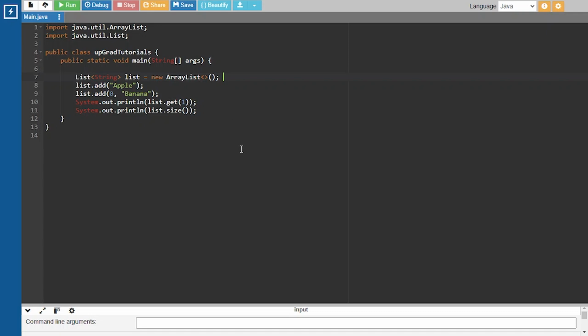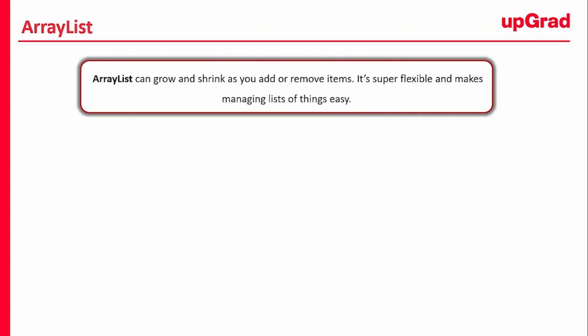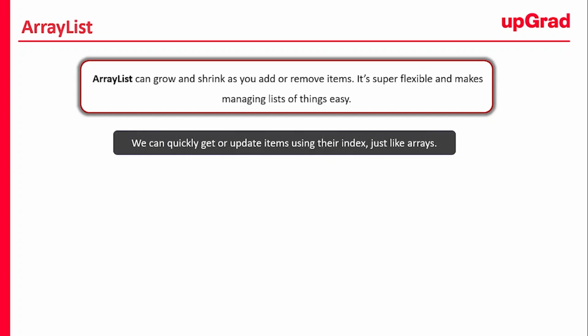Now let's understand about array list. All right, an array list in Java is like a dynamic shopping cart. Unlike a regular array that has a fixed size, an array list can grow and shrink as you add or remove stuff. It's super flexible and makes managing lists of things a breeze. That means it is very easy. It implements list, that means it's part of the list family. So it keeps items in order and lets you access them by position. You can quickly get or update items using their index, just like arrays.